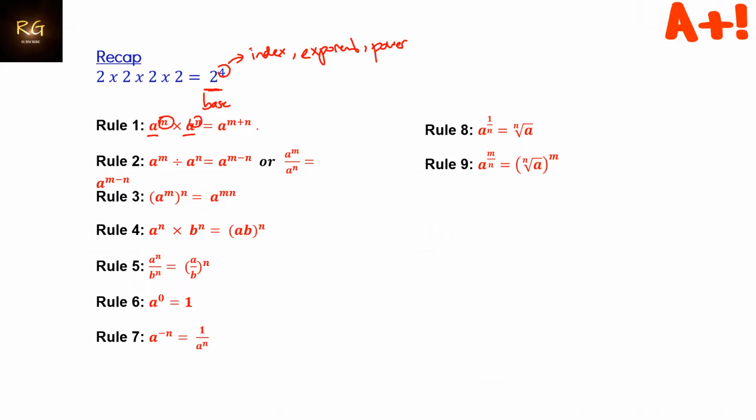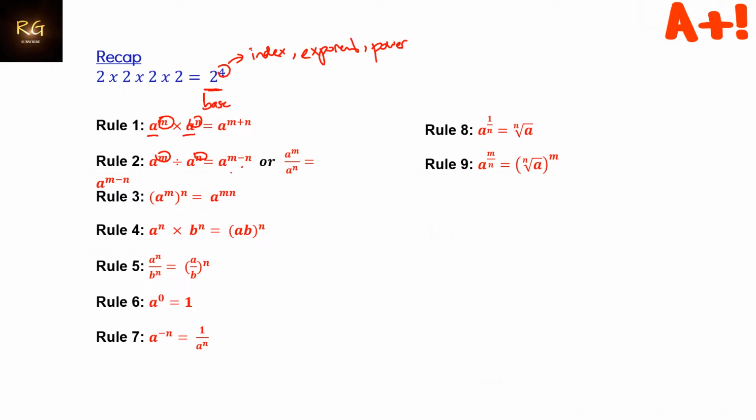It's pretty simple. In rule 2, when we want to divide indices that involve the same base again but with different power, we can simply write down the base one more time and then minus the powers from each other, which means we write down the first power and then minus the second, subsequent power. In this situation, it will be a to the power of m minus n.